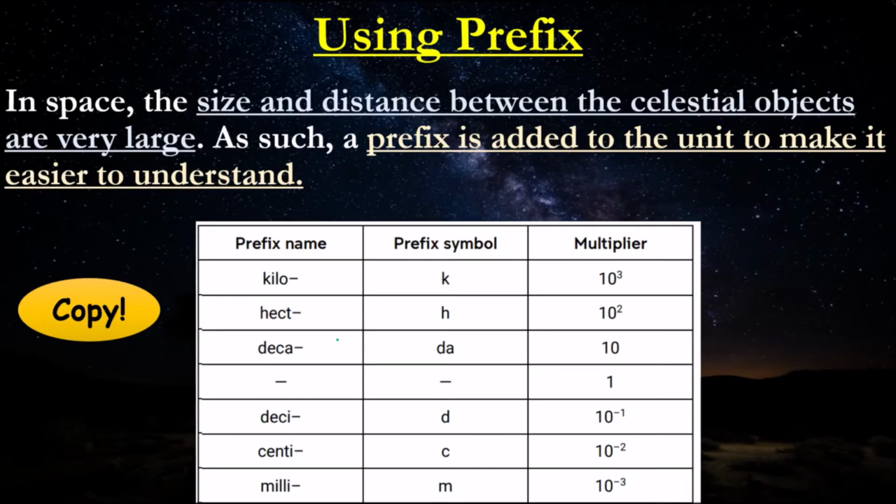The very first one we're going to look at, though, is what we call prefixes. Instead of saying 1,000,000, 1,100, and so on, we tend to use prefixes to express the quantity or amount of a particular measurement. Particularly in space, because size and distance are incredibly large, prefixes are usually used to give an easier explanation of how far something is and how large something is.